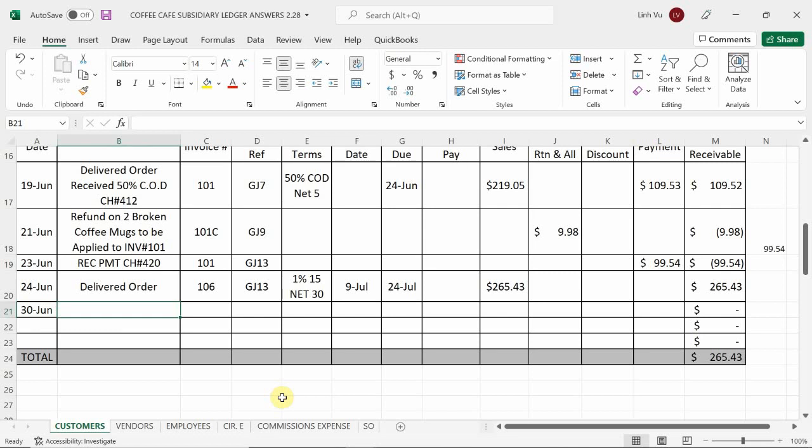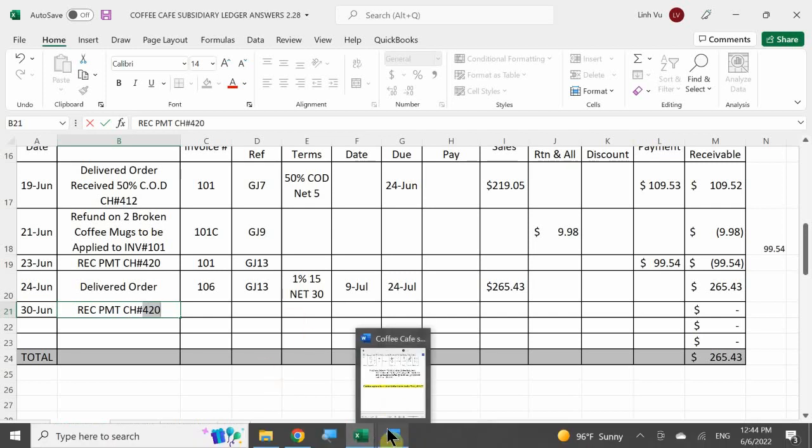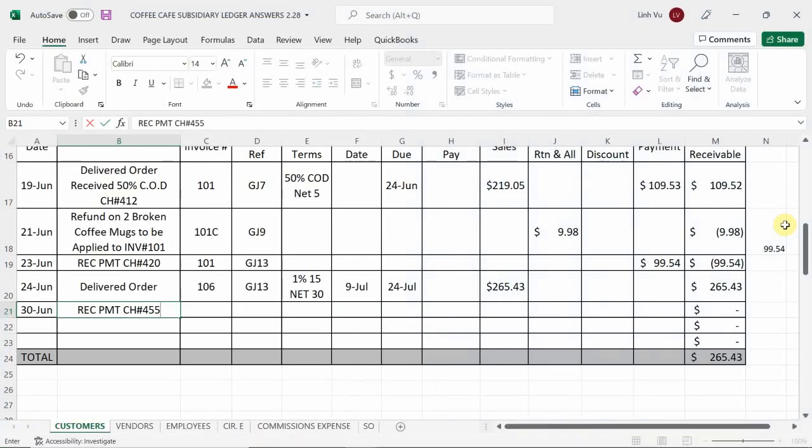We know that we received payment, so I'm going to fill this out now. Received payment, check number 455, for invoice number 106. We're currently on the 21st journal page. We need to calculate that she is going to make a payment and that she received a discount.